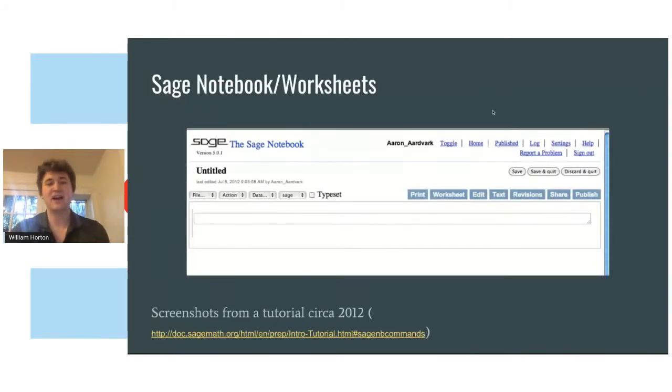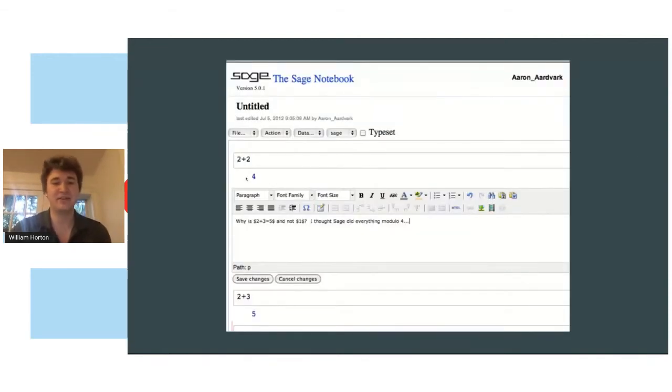So it was kind of hard to find some examples of the interface because you can actually now execute Sage kernels in Jupyter. So there's kind of been a confluence there. But this is from a tutorial circa 2012 that gives you some idea of what the Sage notebook and the files are called worksheets. This is kind of what it looked like back then, at least. And you can see it can also do basic code execution and math.